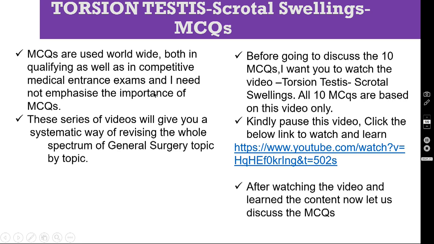And the competitive medical entrance exams are the NEET PG, NEET SS, or the FMG exam in India, and the USMLE, UKMLA, and AMC, that is the Australian Medical Council entrance exam. All these exams are using only MCQs as a testing or assessment method. So I need not tell about the importance of MCQs nowadays.